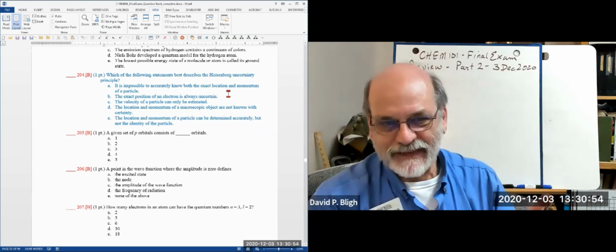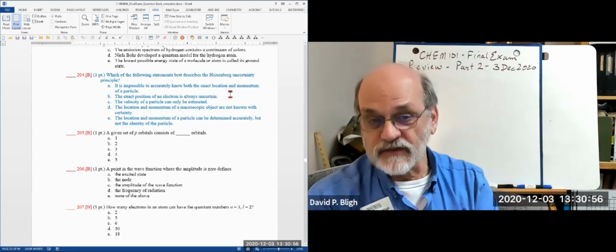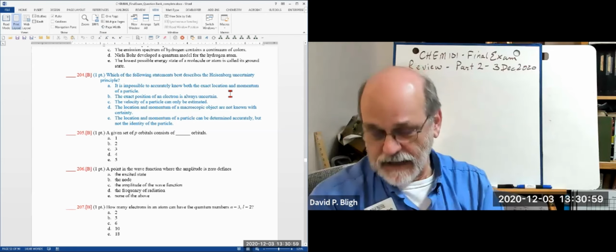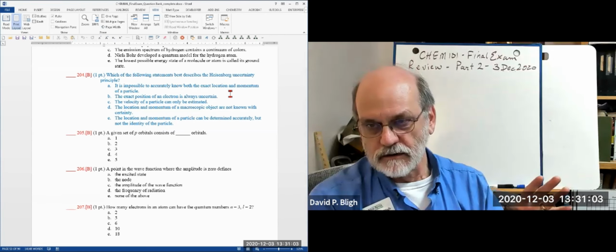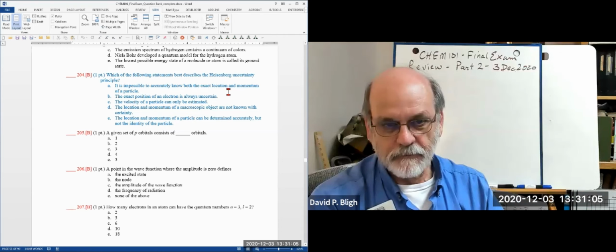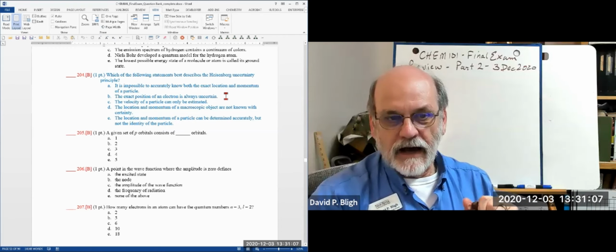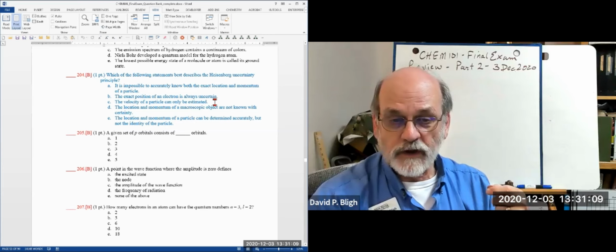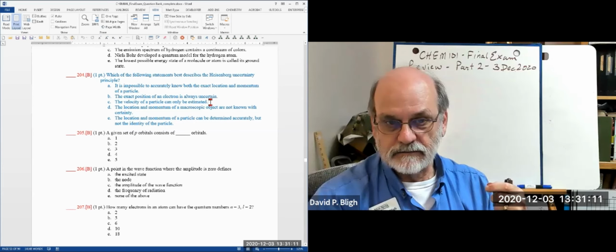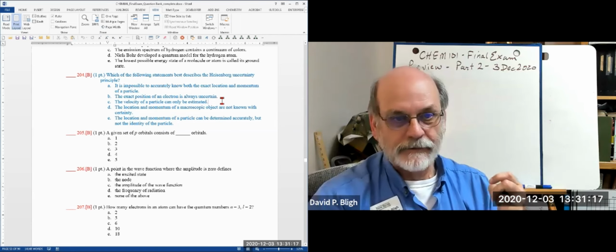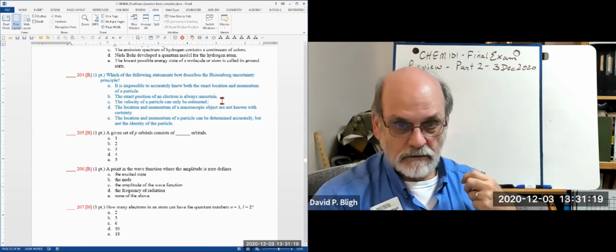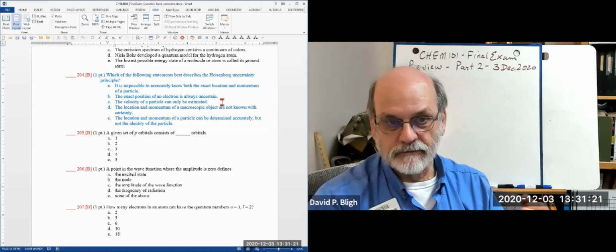Okay? And that's in terms of electrons. Right? And the Heisenberg uncertainty principle works for any particle of any size. C, the velocity of a particle can only be estimated. No, that's false. You can know it with pretty good accuracy. But if you do, you can't know where it is.